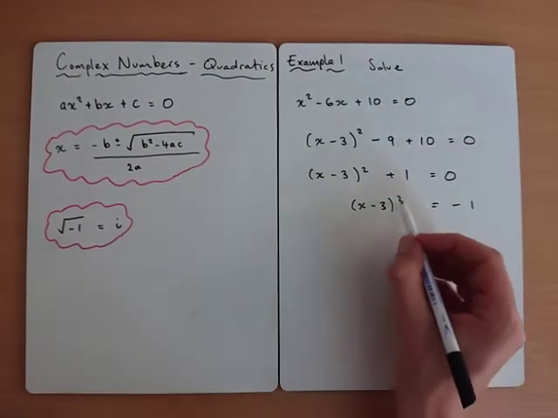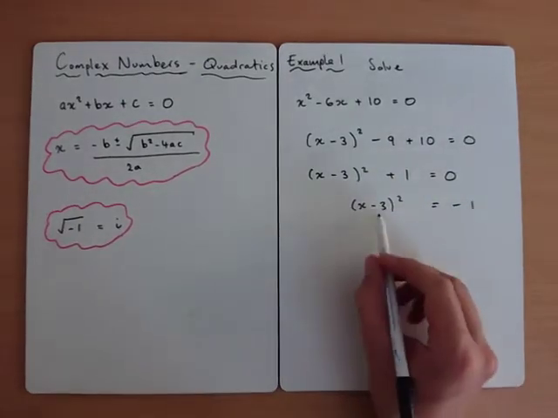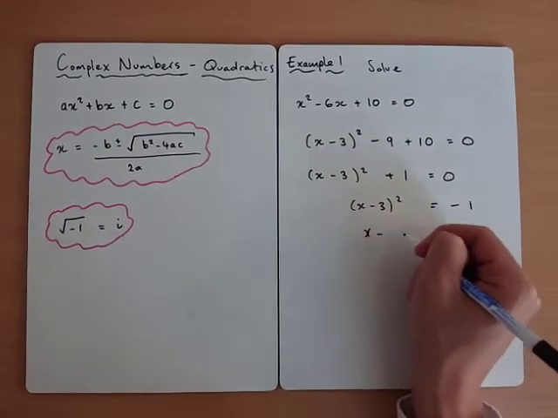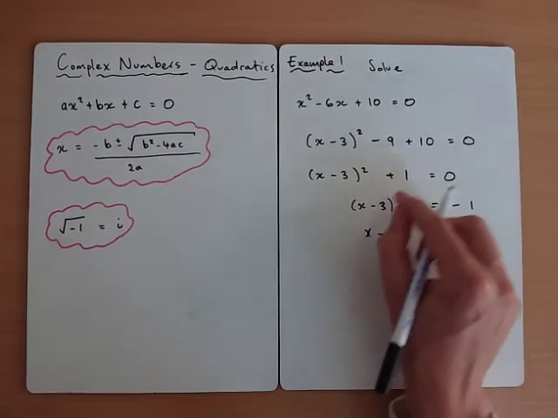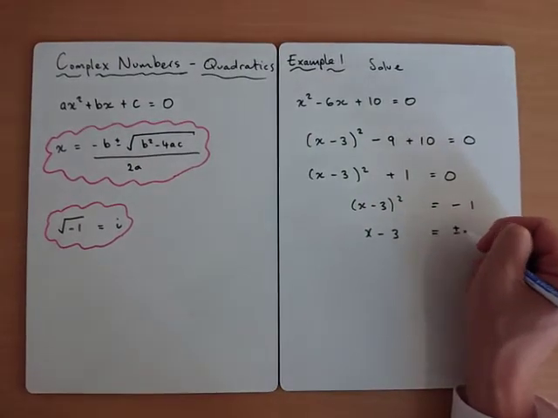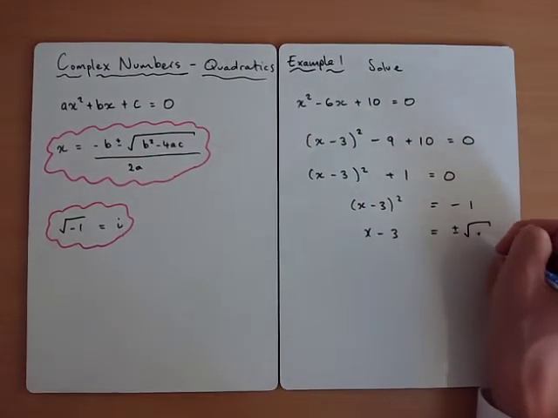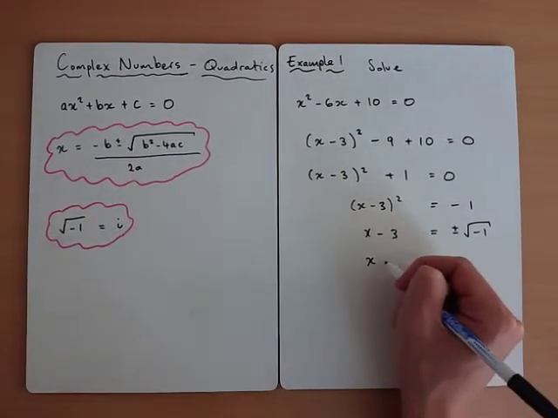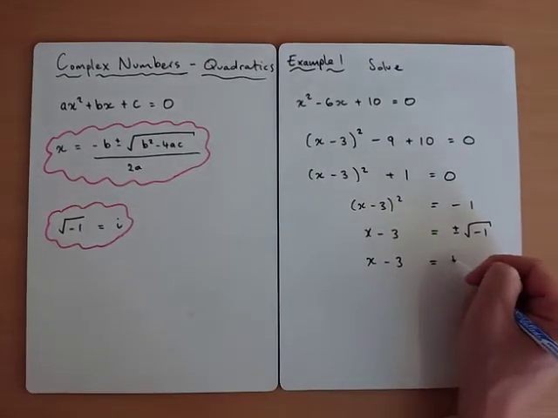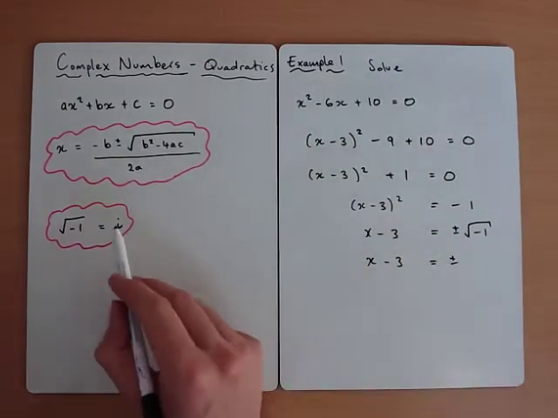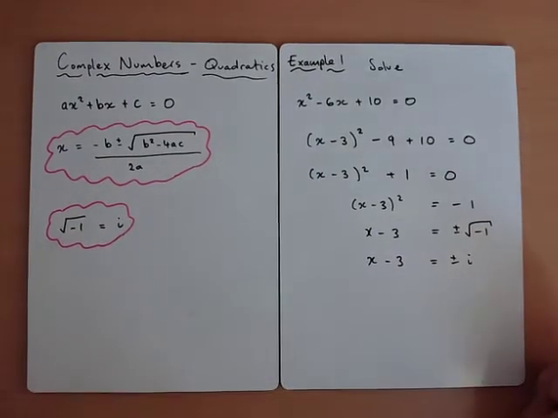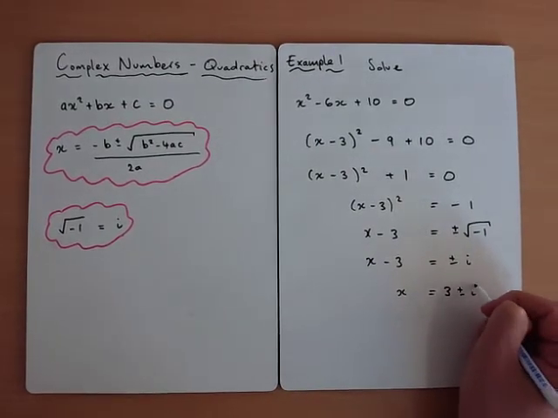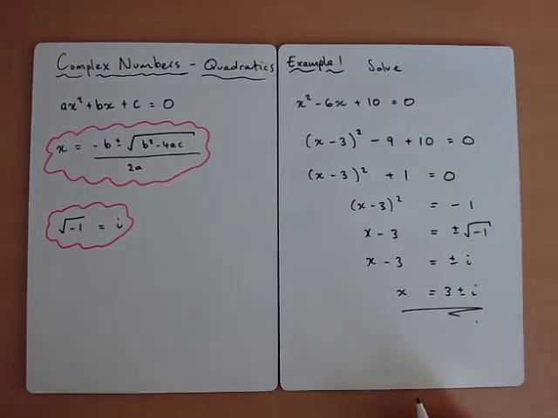So I've got x minus 3 squared equals minus 1. Now I can square root both sides. So that would leave me with x minus 3. When I square root, don't forget the plus and the minus. And you square root minus 1. Okay, so we'd get x minus 3 equals plus or minus, what's the square root of minus 1? i. The whole point about this topic, isn't it? So x would equal, add 3 to both sides, 3 plus or minus i.